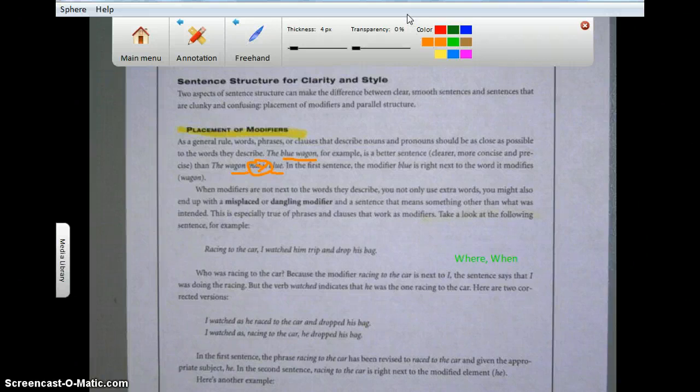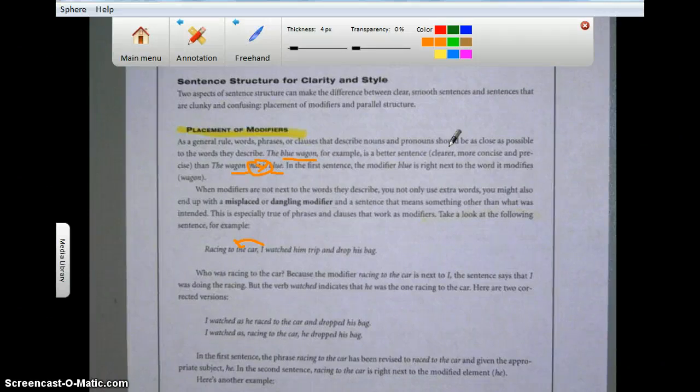So when the modifiers are not next to the words they describe, you not only use extra words, you might also end up with misplaced or dangling modifiers. Racing to the car, I watched him trip and drop his dog. Who is racing to the car? Because the modifier racing to the car is next to I, the sentence says that I was doing the racing. But the verb watched indicates that he was the one racing to the car.